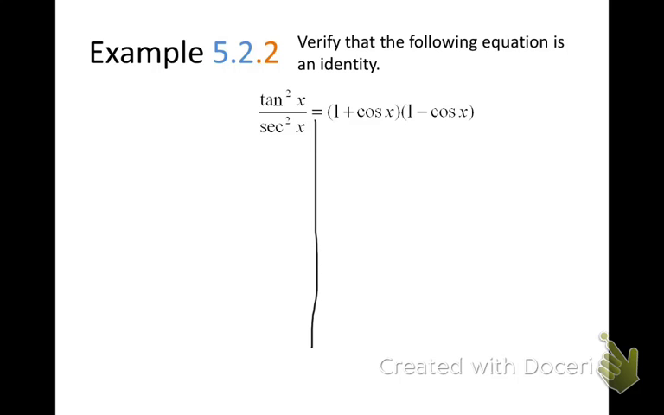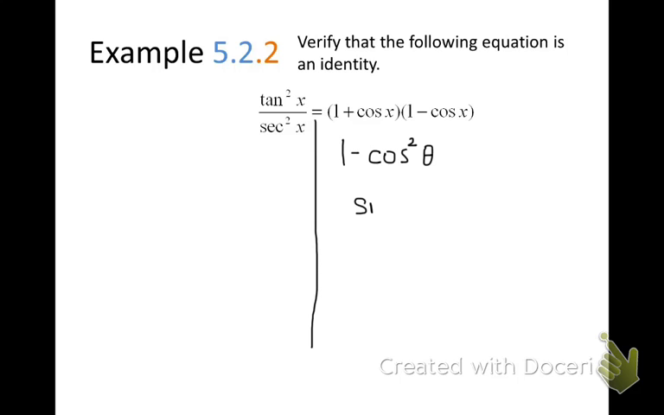Which side do you want to start working on? Which one looks more complicated to you? I would say the right side. They're both about equally as complicated, but I'll start on the right side. What do you want to do on the right side? We're on the right side, not the left. Difference of 2 squares. So when I FOIL that all out, what is it going to be? And then what do you notice?